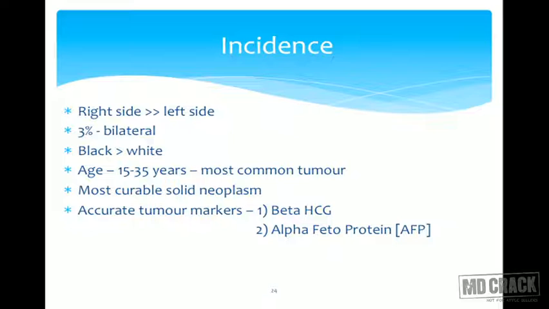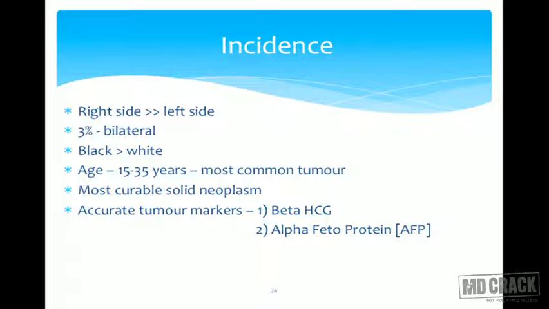Incidence. The affection of the right side is more compared to the left side. 3% will show bilateral affection. Black races are more commonly affected than the white. The age group that has been observed is between 15 to 35 years. This is the most common tumor observed in this age group.